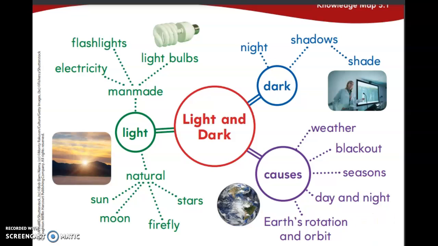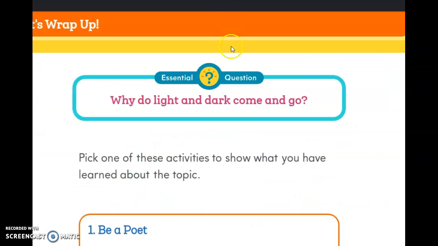As we have talked about light and dark throughout this module, we've read a lot of different texts that talk about light and dark. So what is the same about the texts we have read? What is something that's different? What did you learn about light and dark from each of these texts? We read a lot of different stories, so think back to that and ask yourself some questions. So let's do our wrap-up.